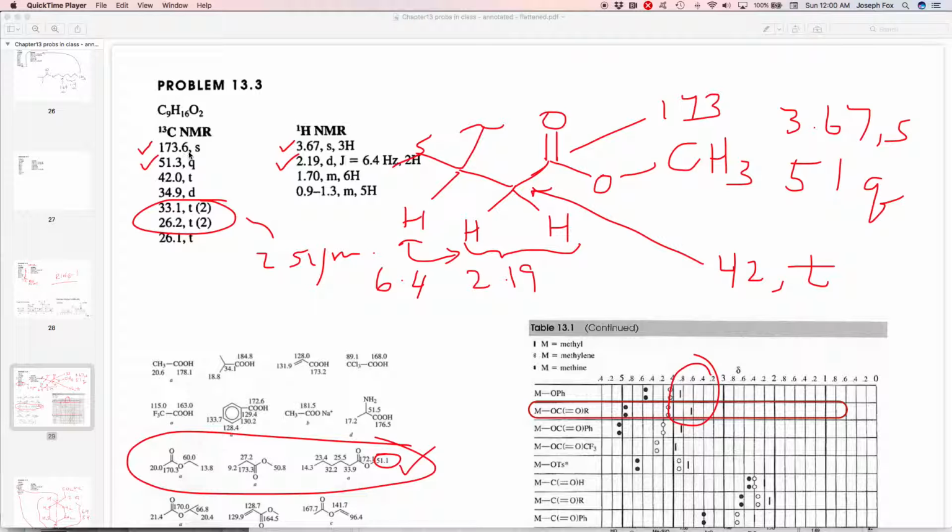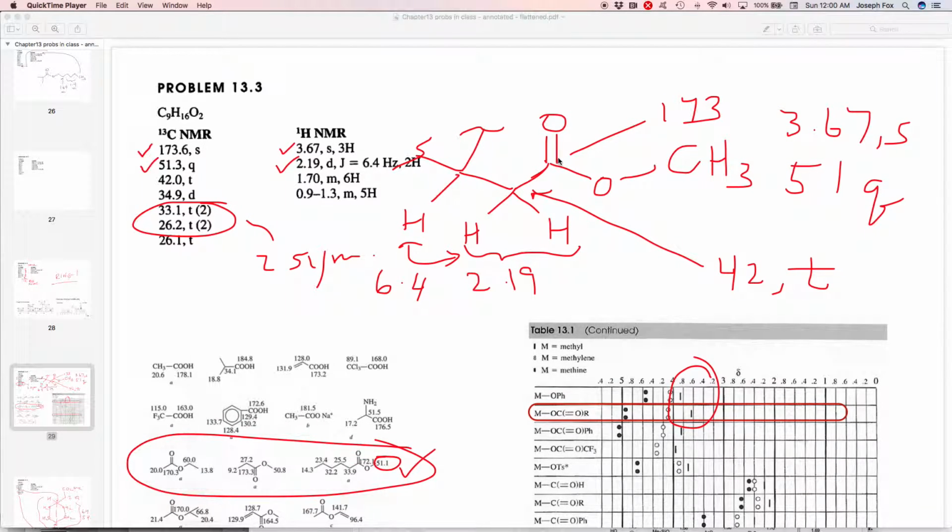So at 173, we have an ester peak. We're going to be able to point to that in the C13 NMR. We have a peak at 173, which corresponds to the carbonyl. We also have a peak at 51.3, which is a methyl group, and that seems consistent with a methyl ester. So we're going to mark that up as a methyl ester at 51 as a quartet.